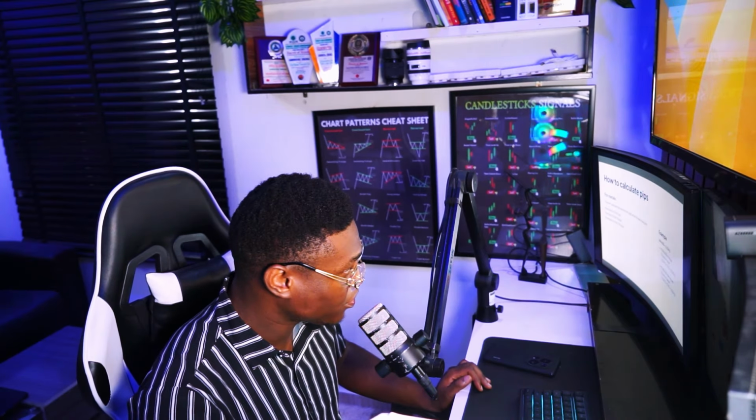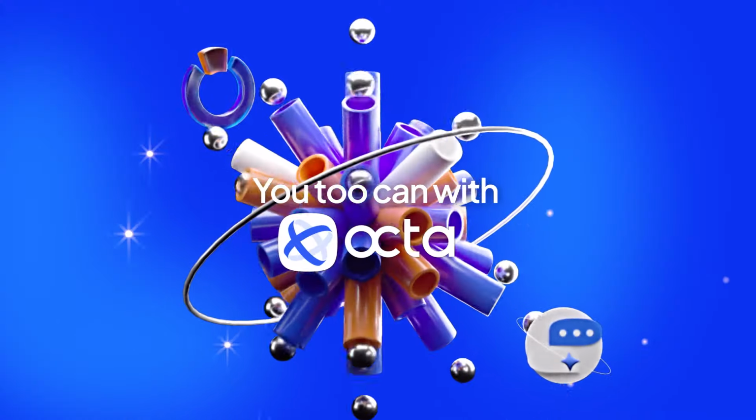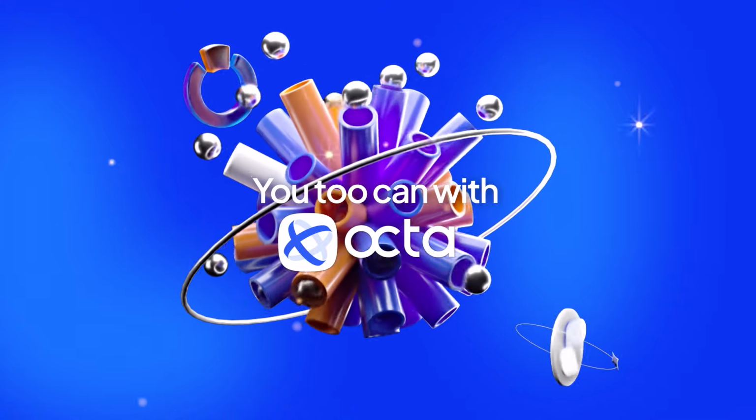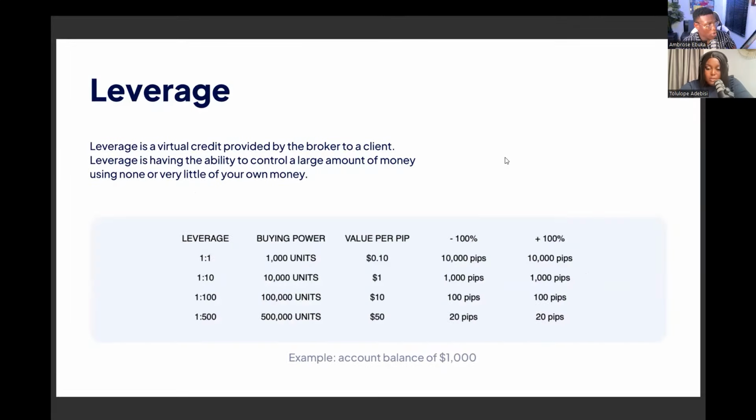Okay, great. We're going to use this opportunity to talk about leverage so you can understand exactly how leverage works. Leverage is a virtual credit provided by the broker to a client, and it is the ability to control a large amount of money using none or very little of your own money.